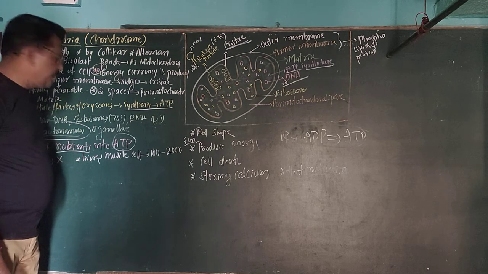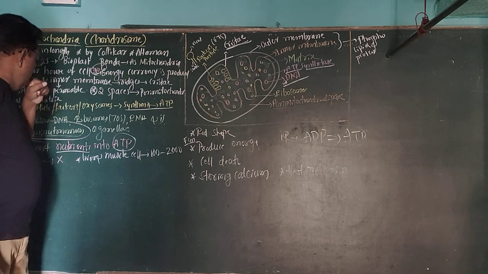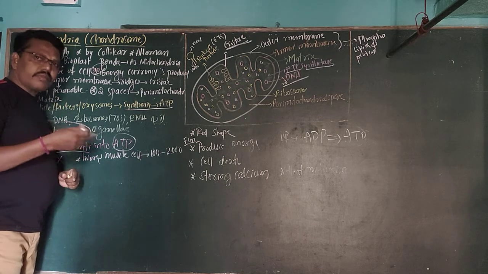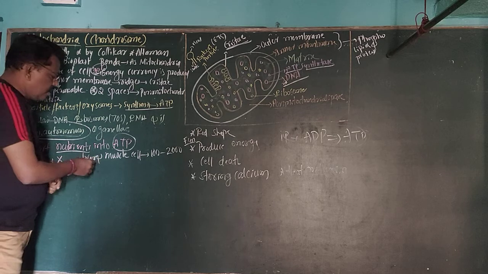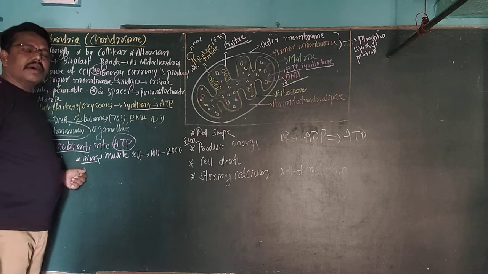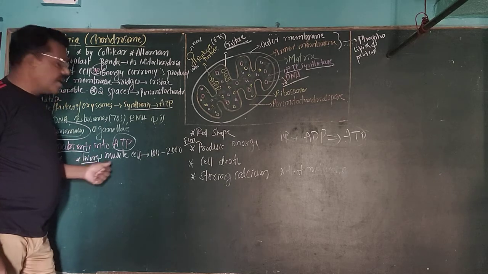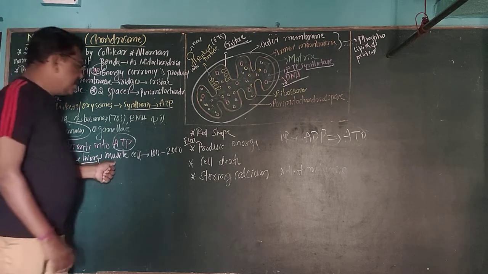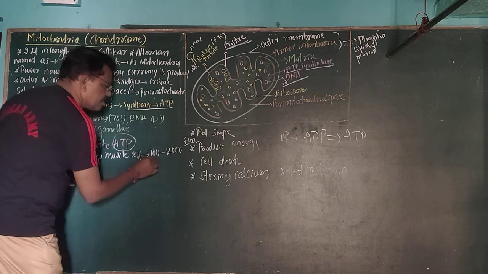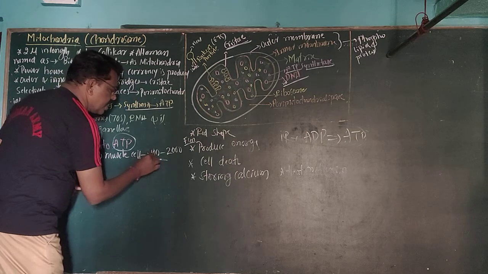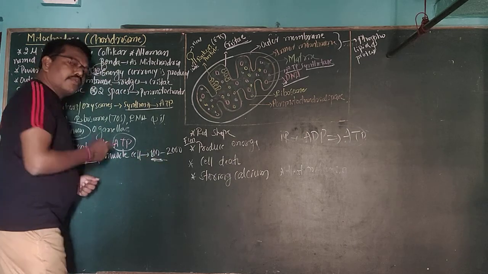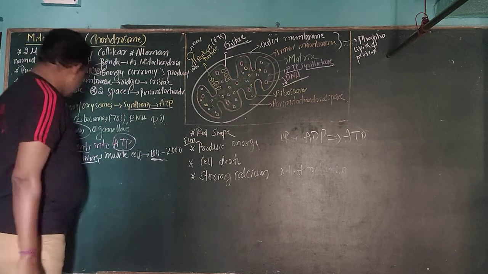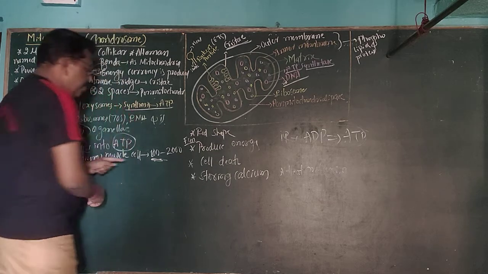These are normally absent in RBCs. They are not found in the RBC. Their number is variable from organ to organ. In the liver cells as well as in the muscle cells, the minimum number of mitochondria is 100, and it may be up to 1000 or even 2000 in number.